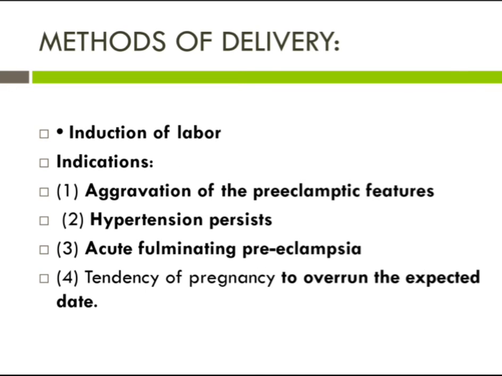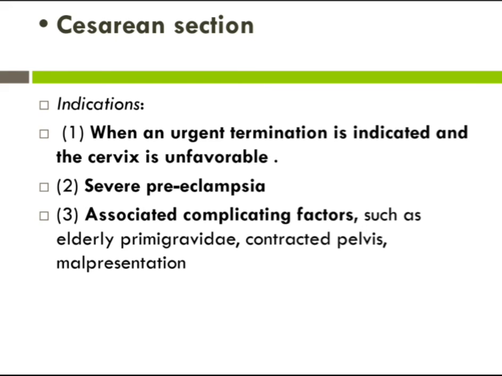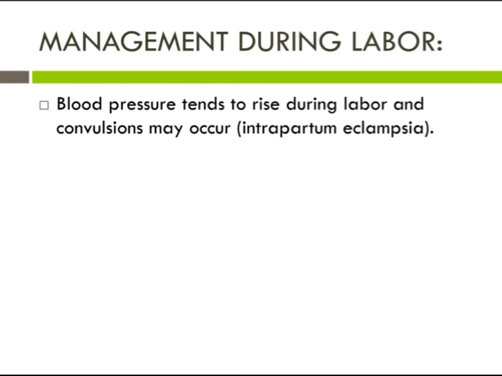So what are the methods of delivery? Induction of labor. Indications are 1. Aggravation of the preeclamptic features. 2. Hypertension persists. 3. Acute fulminating preeclampsia. 4. Tendency of pregnancy to overrun the expected date. Caesarean section indications. 1. When an urgent termination is indicated and the cervix is unfavorable. 2. Severe preeclampsia. 3. Associated complicating factors such as elderly primigravida, contracted pelvis, malpresentation.